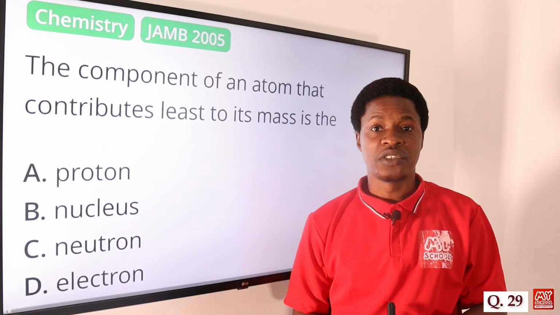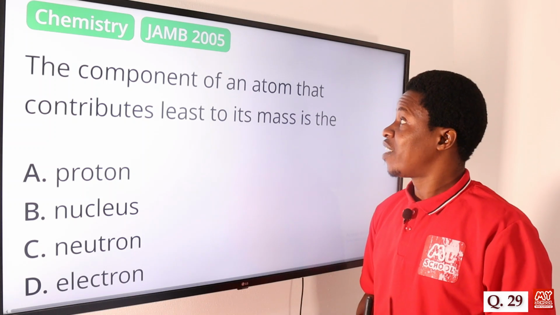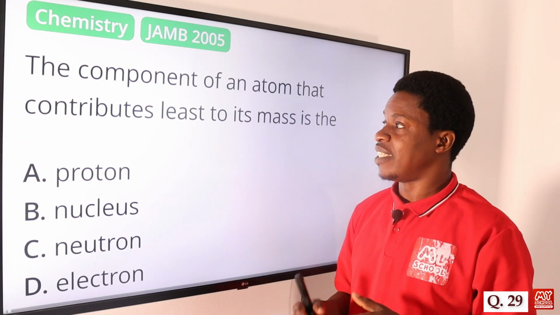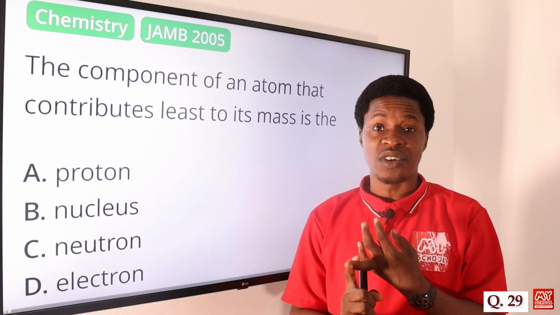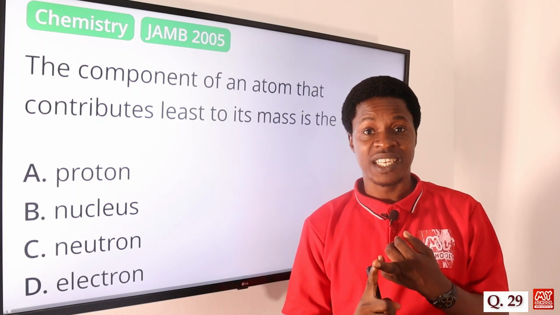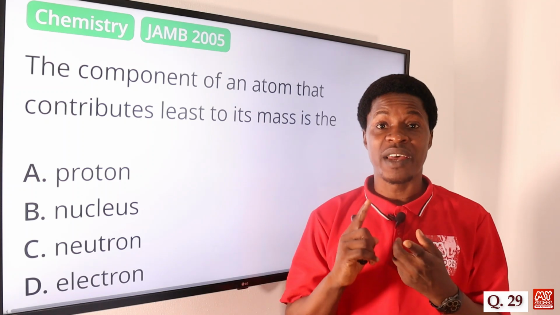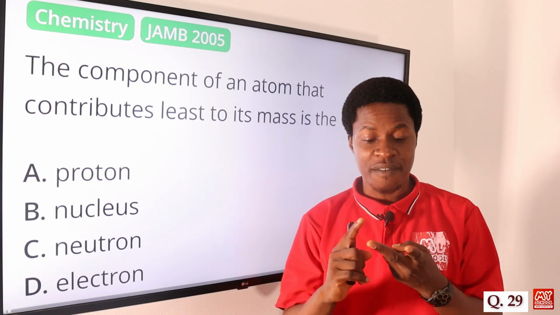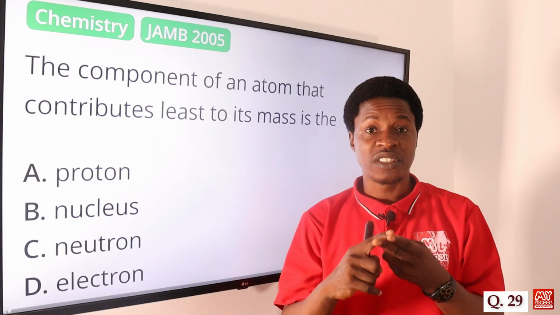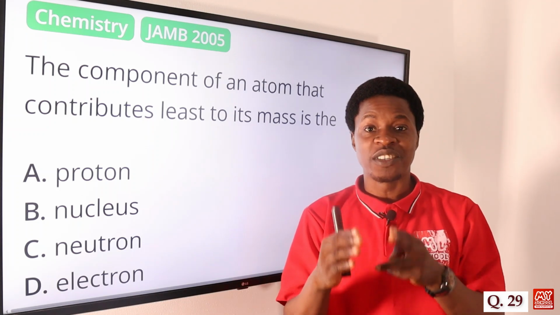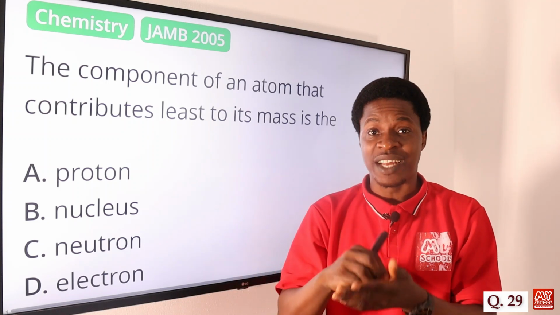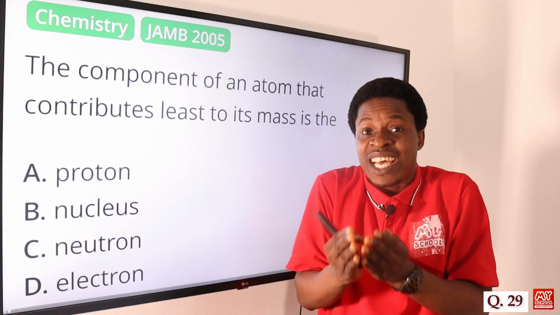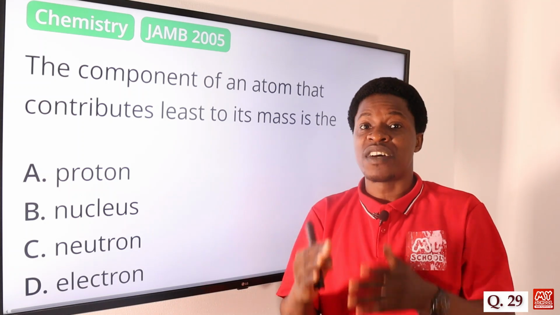Now let's move on to question 29. The component of an atom that contributes least to its mass is the what? Of course, you know we have atomic particles of an atom. We have the electrons, the protons, and the neutrons. Usually the neutrons and the protons make up the mass, because they are found at the center, in the nucleus of the atom. So that carries more of the mass of the element.